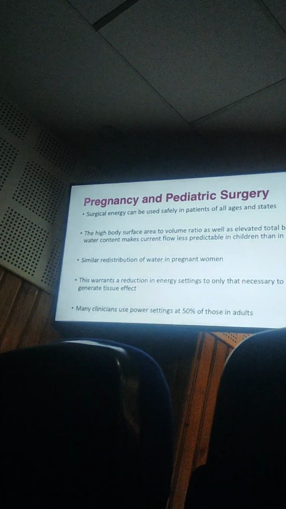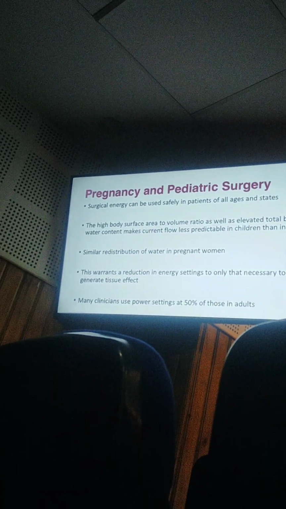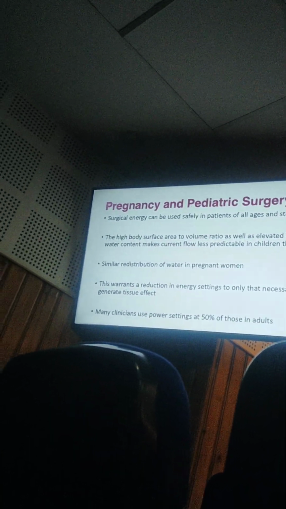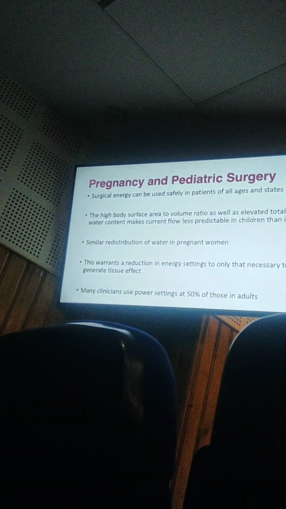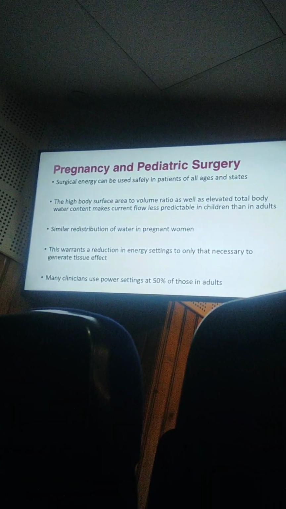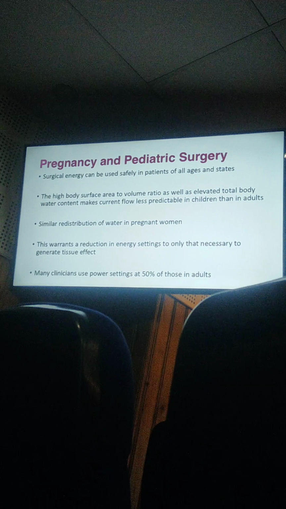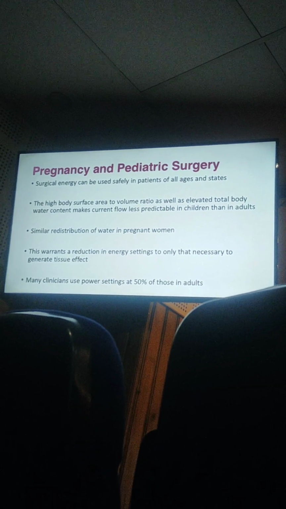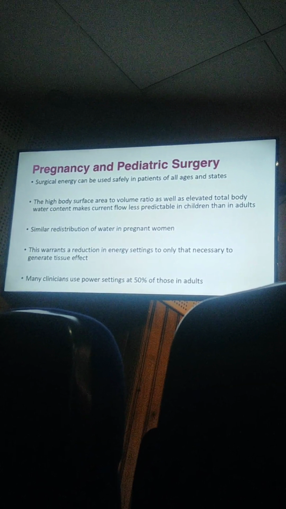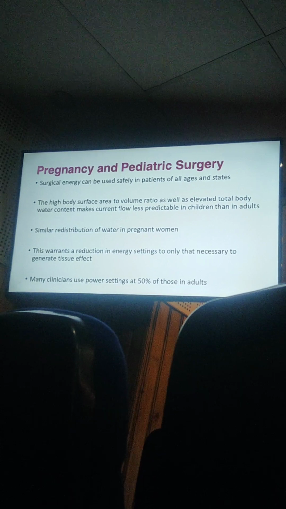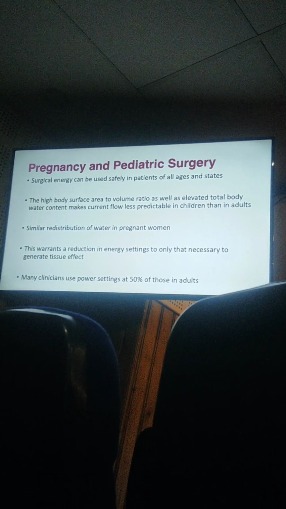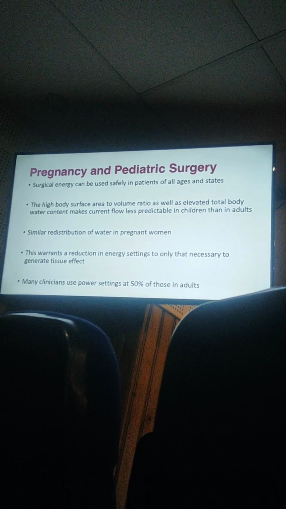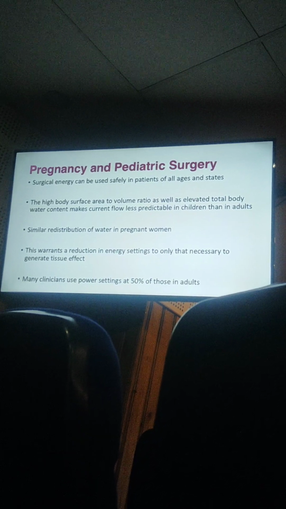So these were the basics regarding electrosurgical units. There are certain conditions in pregnancy and pediatric surgery. Surgical energy can be used safely in all of the ages and states, but there is a high body surface area to volume ratio as well as elevated total body water content in pediatric patients. That makes current flow less predictable in children than in adults.